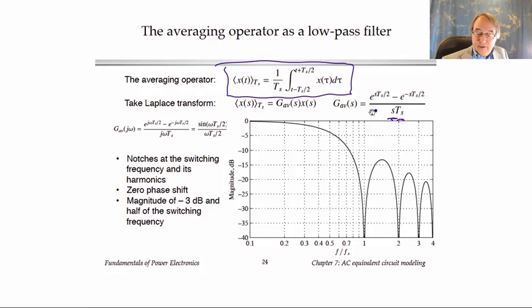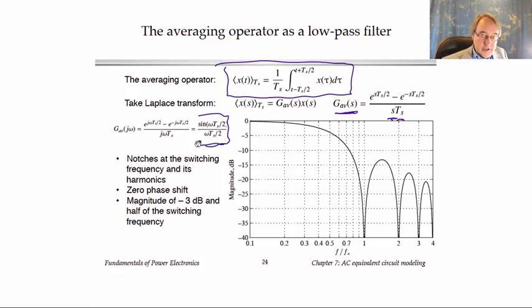Okay, you can let s equal j omega and turn this into a transfer function and plot it as a Bode plot. We're going to talk about Bode plots next week, but for now, if you're not familiar with that, you'll have to take my word for it. When we do that, we find that this g-av of s transfer function with s equals j omega turns out to be this.